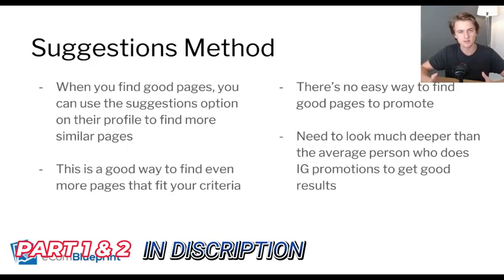Now, there's another method. It's the suggestions method, I like to call it. When you find a really good page, there's a little arrow that you can press, and it's going to give you a drop down of related pages. So if you find one good page, the suggestions method will help you find a bunch of other good pages. Now, there's really no easy way to find good pages to promote. You really just have to look deeper and do a lot of research if you want to do a lot of good Instagram influencer promotions. There's no miracle solution to finding good pages to promote on.